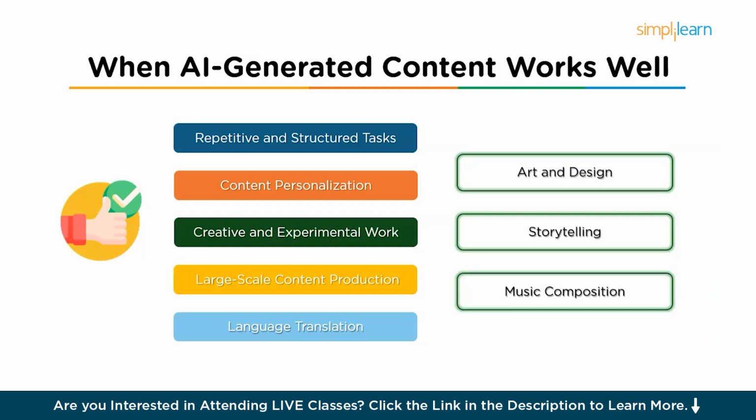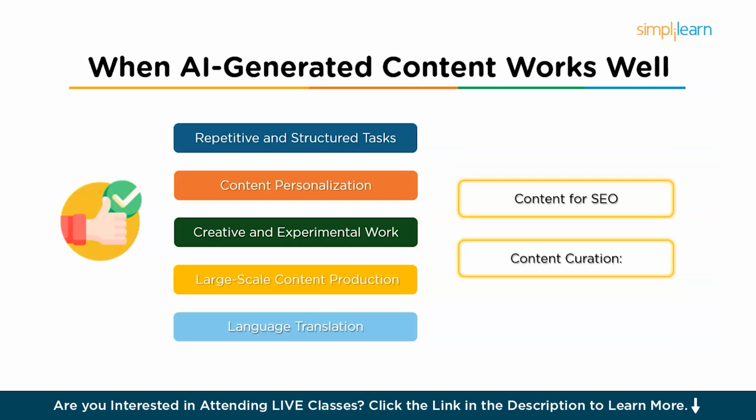AI models like DALL-E 2 and Midjourney are incredibly effective in creating visual art, illustrations, or design concepts from text prompts. Designers use AI to quickly generate design options and explore creative possibilities. And then comes storytelling. AI generated stories or scripts can help authors, screenwriters, or content creators generate ideas or overcome writer's block. Tools like ChatGPT can draft stories or plot lines based on simple inputs, helping authors develop initial drafts or experiment with different narrative structures. And then it can be used in music composition also.